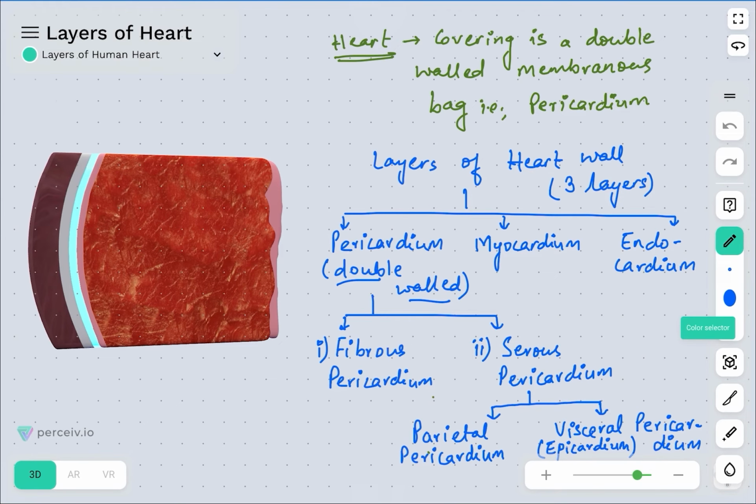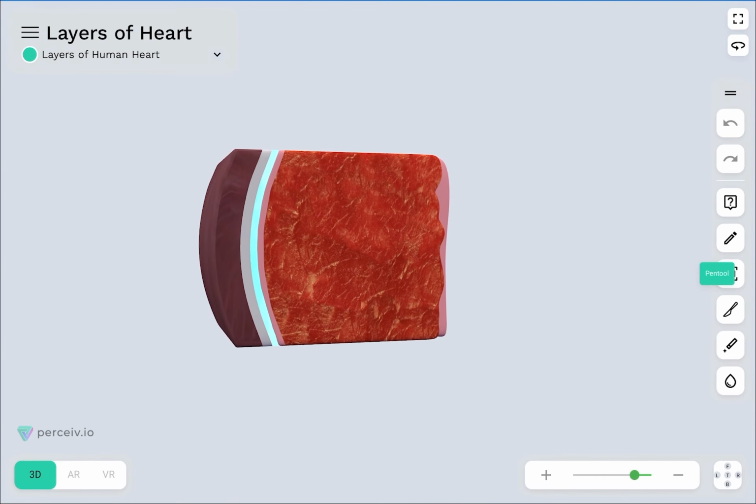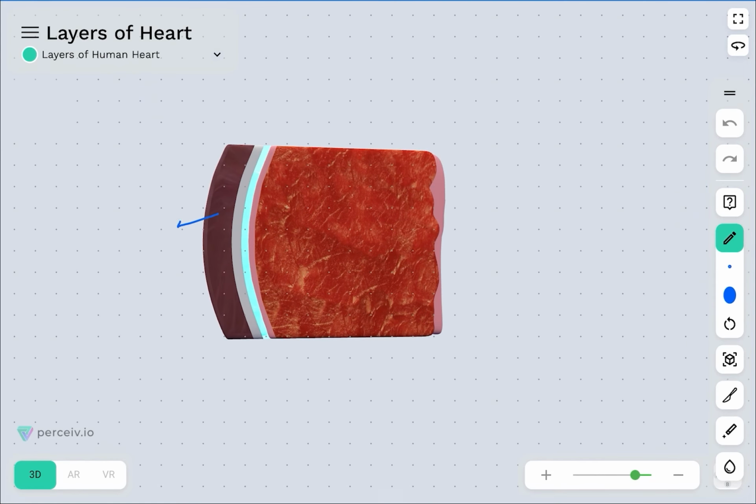Now we will see how these wall layers are actually arranged in the model. All right. So we'll just bring back the model in the center here. This one, as I already told you, we will start with this brownish layer. So this is called as fibrous pericardium. The outermost part of the pericardium layer is called fibrous pericardium.